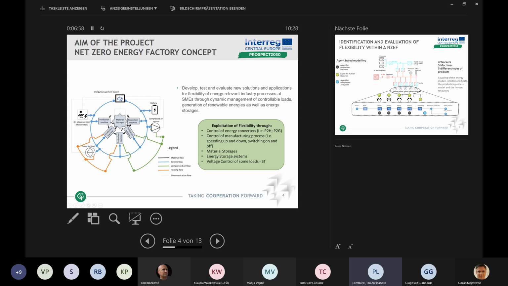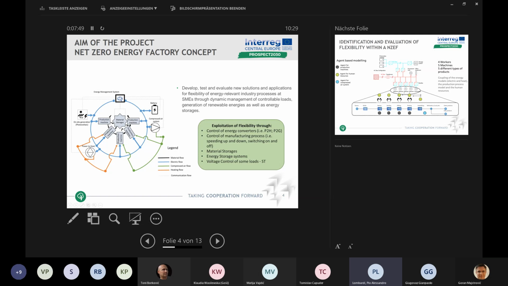Another option that we are considering is compressed air. You know that compressed air inside manufacturing systems is one of the most used energy forms, and there is a lot of potential to make it more flexible, and therefore we are considering that option too. The last option is to convert electricity into heat and to use the converted heat for production applications. So we have machines that we can control, we have storage systems, we have compressed air, and we have power to heat, for example heat pumps, which we can control.